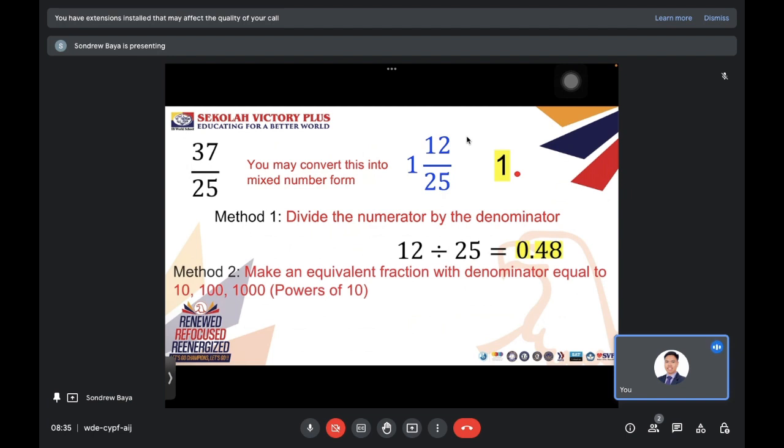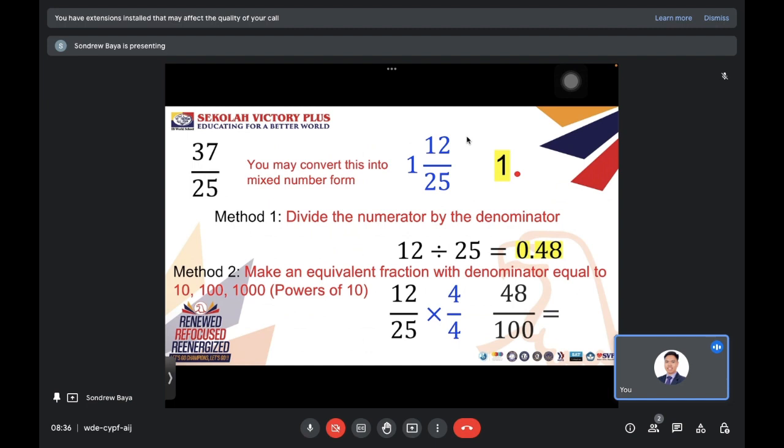So for method 2, we make an equivalent fraction. We focus on 12 over 25. So all we have to do is just to make this into a power of 10. We cannot make the denominator into 10, but the next closest to it is 100. So let's see if we can make 25 into 100. Make an equivalent fraction by multiplying 25 by a certain amount, and that amount is 4. So we multiply both numerator and denominator by 4, thus we get 48 over 100.